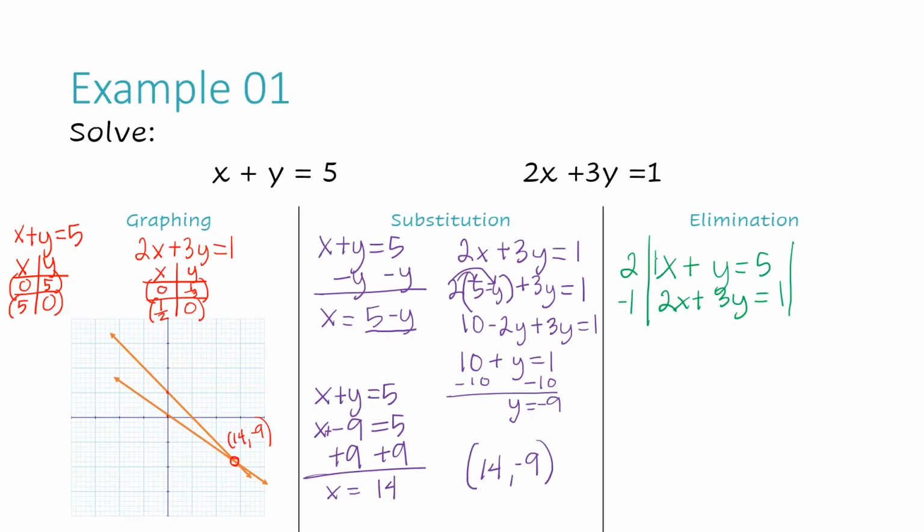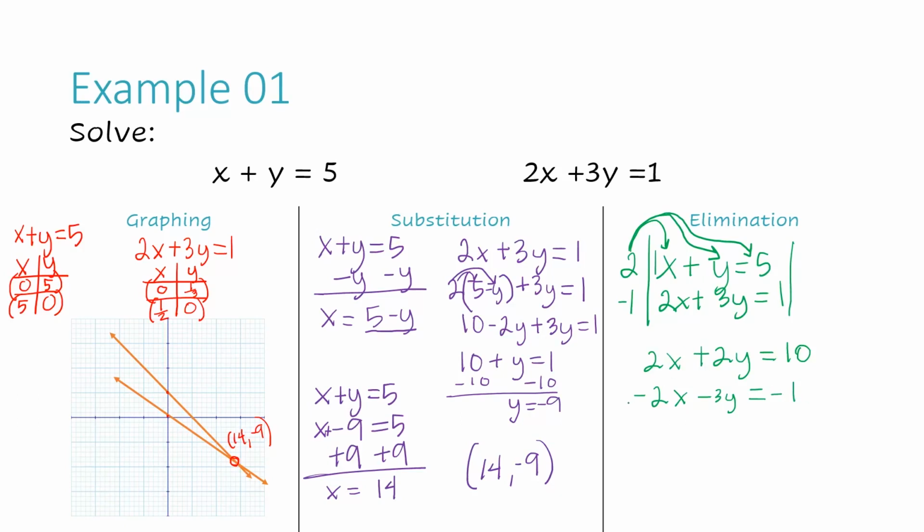Now I'm going to distribute this. That means I'm going to take this number and multiply it by each term in this equation. I'm going to take the 2 and multiply it by x, take the 2 and multiply it by y, and take the 2 and multiply it by 5, okay? So I'm going to make this 2x plus 2y equals 10. Now I'm going to do the same thing at the bottom. My -1 multiplied by this gives me -2x, -3y equals -1.